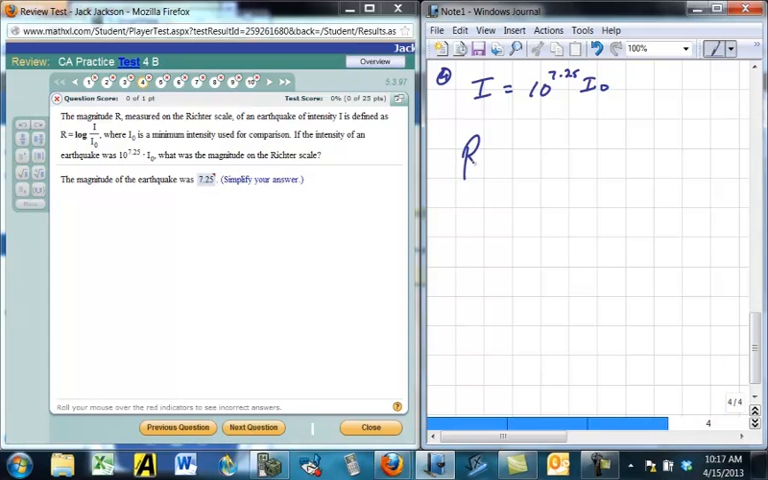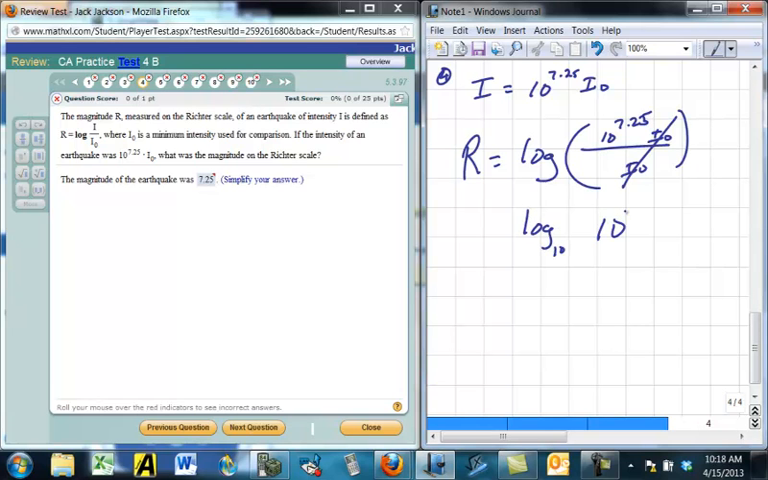Well, the magnitude is R, which is log of I over I sub 0, so that's 10 to the 7.25 power times I sub 0 over I sub 0. Those cancel out, so this is log base 10 of 10 to the power 7.25. When you have these are the same base, they cancel each other out, and the only thing left is the power 7.25.